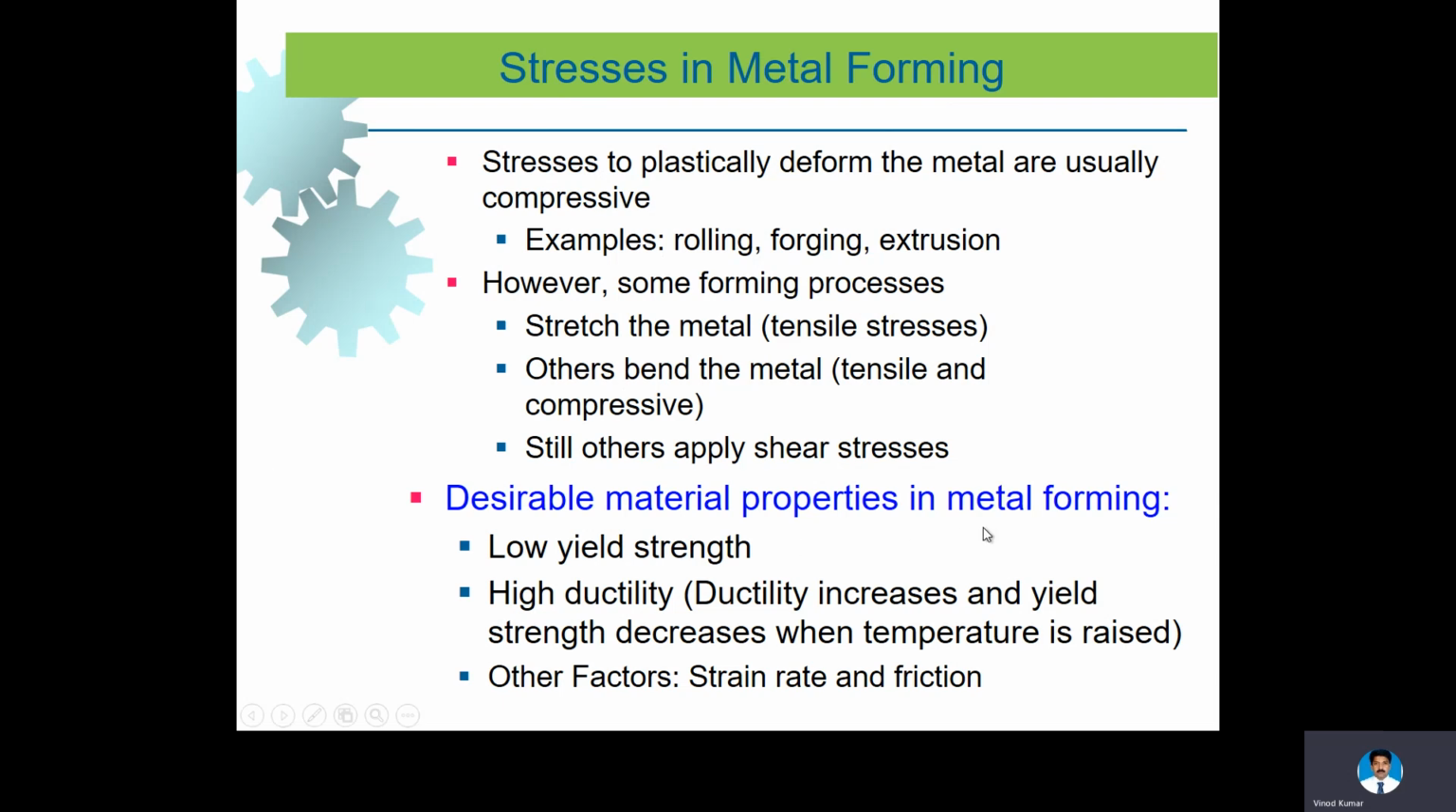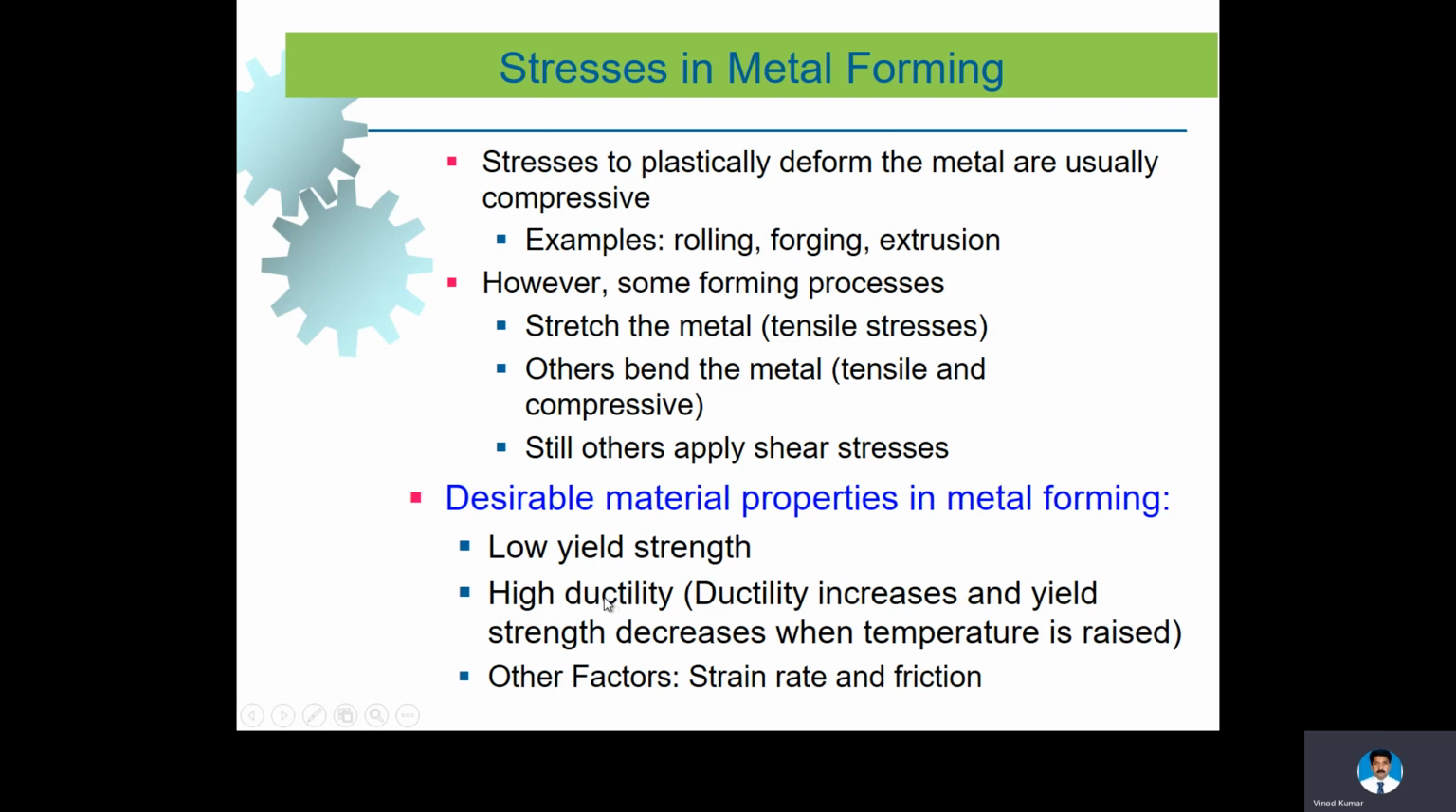Desirable material properties in metal forming are low yield strength, high ductility, etc. Low yield strength means only less force is required to reach the yield strength, and hence you can provide the plastic deformation with very small forces. That is the advantage of low yield strength. High ductility means that after crossing the yield strength, the material will be ductile.